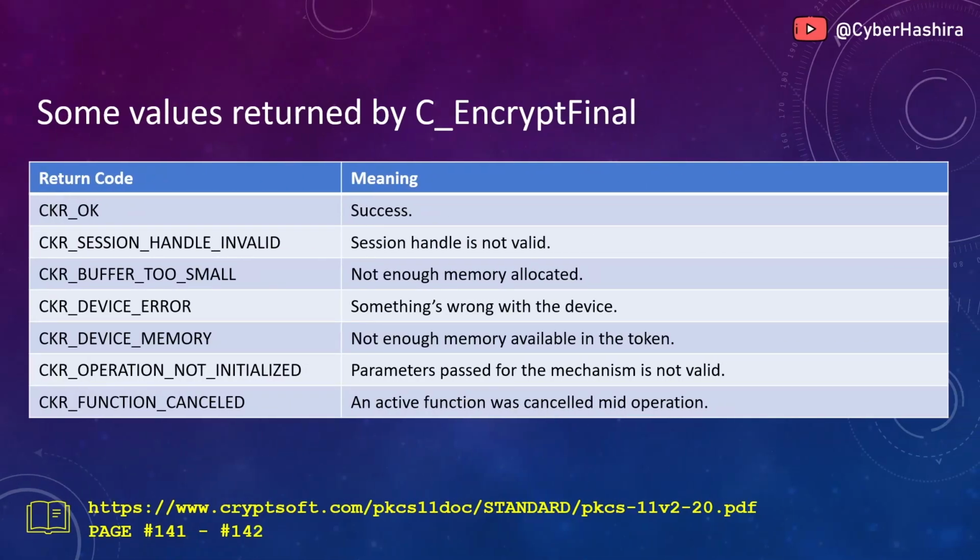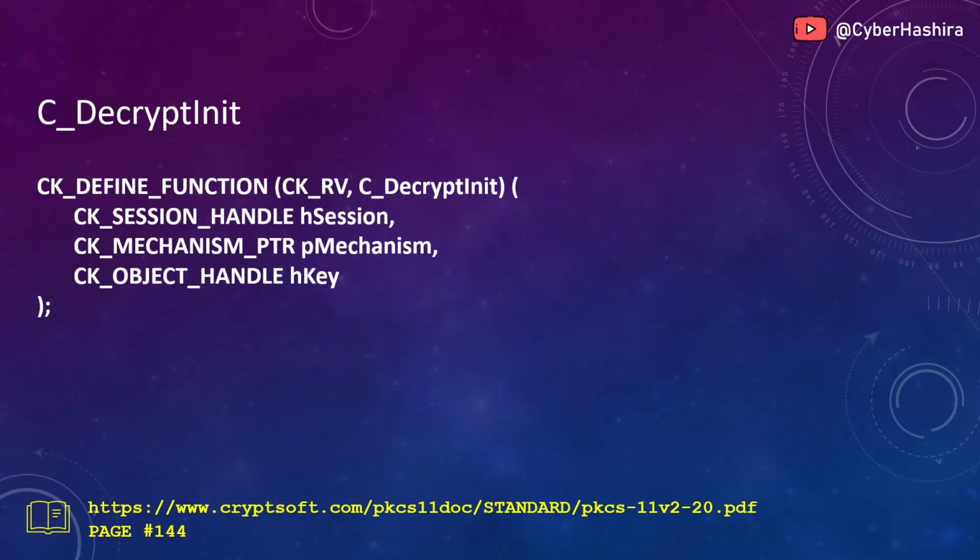And these are some of the return codes that C encrypt final is expected to return. This information is available on page 141 and 142. Now let's talk about the functions used for decrypting ciphertext. We'll begin with C decrypt init.